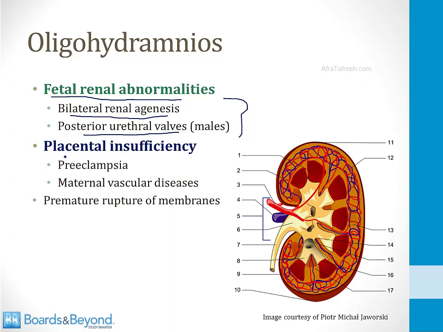Oligohydramnios can also be seen when there is any form of placental insufficiency. Remember that the placenta supplies nutrients and fluid to the baby, so if there is insufficient blood flow to the placenta, then the baby won't be getting enough fluid. It's basically like the baby not drinking enough, so obviously it won't produce much urine. So you can see oligohydramnios in the setting of preeclampsia and other maternal vascular disorders. And then finally, you can also see oligohydramnios, especially in the third trimester, if the membranes rupture. If they rupture prematurely, when you do an ultrasound, you'll see decreased fluid, and that's because the membranes aren't intact.